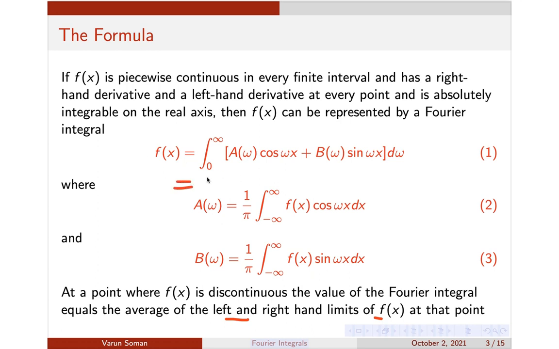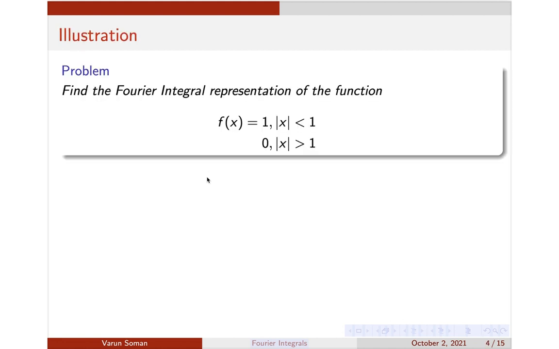Now let us do a problem. This is our Fourier integral. We have studied the Fourier integral, we know the formulas and everything. Let us now try to expand a function as a Fourier integral. Let us find the Fourier integral representation of the function f of x equal to 1 where mod x is less than 1, and 0 if mod x is greater than 1.